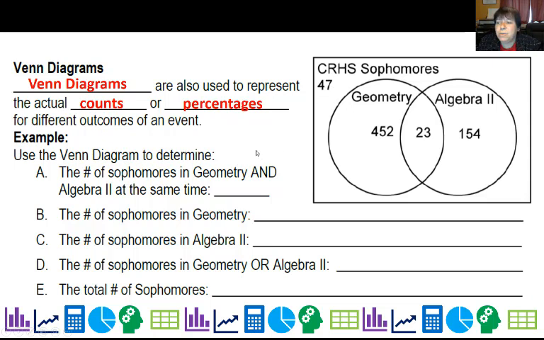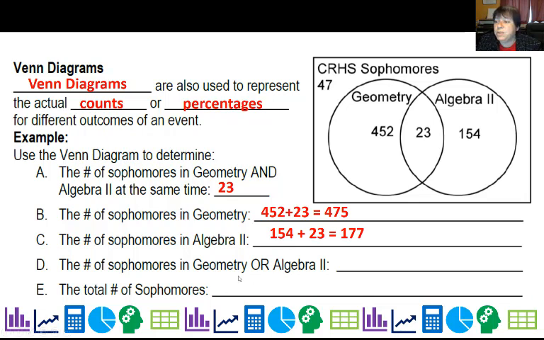All right, so the question first, we're going to use the Venn diagram to determine the number of sophomores in geometry and algebra 2 at the same time. The way I know who these are is what parts of the circle contain both the geometry circle and the algebra 2 circle. Well, it's that center part right there, the 23. Now, the total number of sophomores in geometry, I actually have to combine both these two. It's 452 plus 23, which is 475. The number in algebra 2 is 154 plus 23, which is 177.